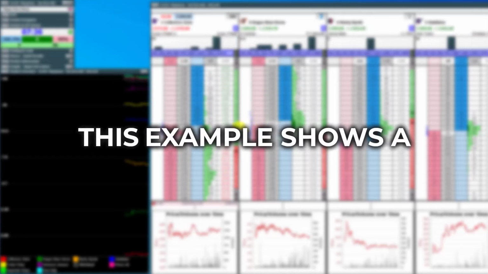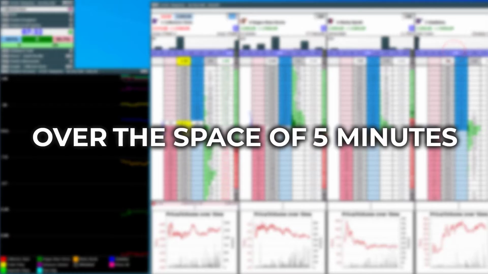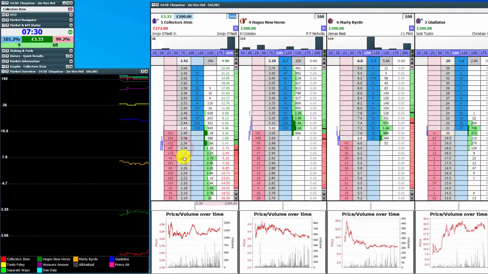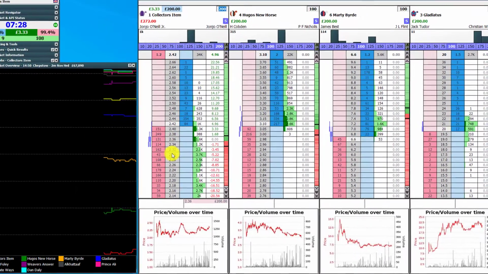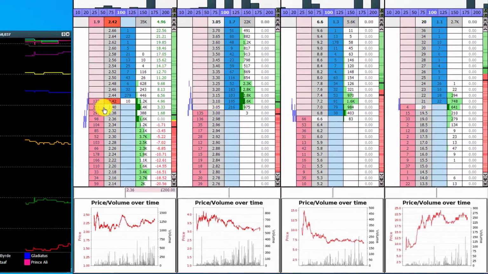This example shows a swing trade on Betfair over the space of 5 minutes, although it's a little bit different from the other examples on this channel. It's unique as this doesn't happen in every horse race, although it does happen a handful of times each day. Seeing the indicators and reacting appropriately makes for a lower risk opportunity.